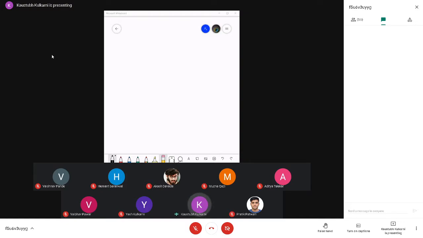Okay, so let's start with this basic concept of a GCD, Greatest Common Divisor. So what is a divisor? For example, if the number is 12, then the divisors are 1, 2, 3, 4, 6, and 12 itself.